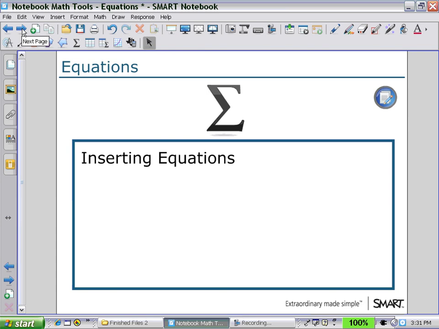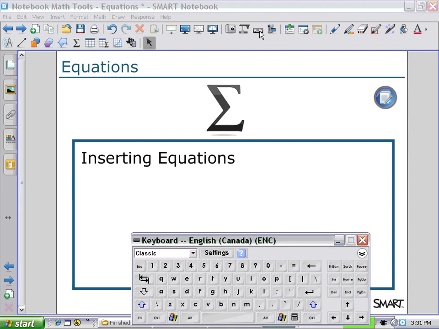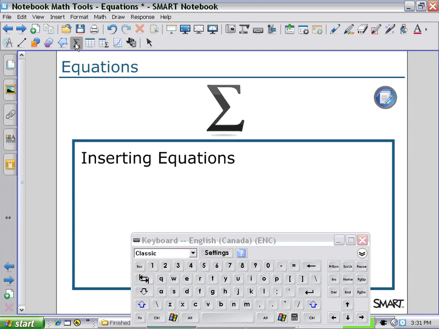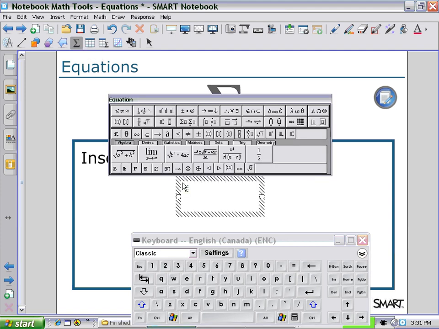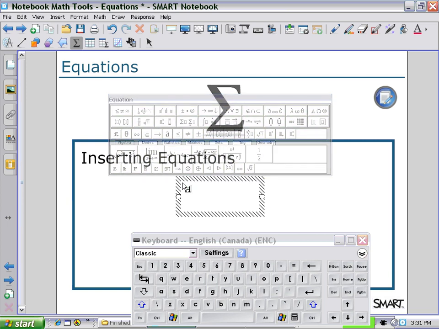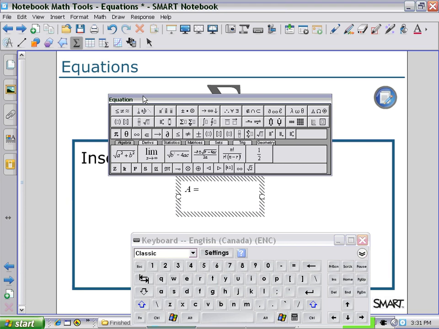First, using the equation editor to insert equations. Select the keyboard and then select the equations icon on the secondary toolbar or the math toolbar. Click on the workspace and begin to type an equation or formula such as the area of a circle, A equals 2 pi r squared, going back and forth between the equation editor and your keyboard.